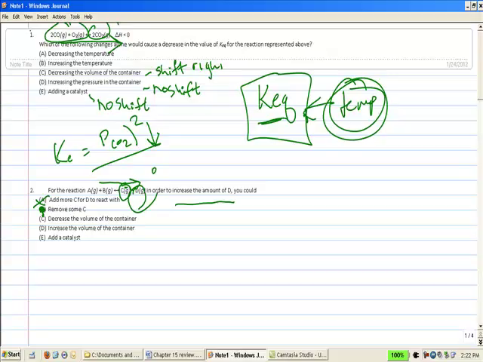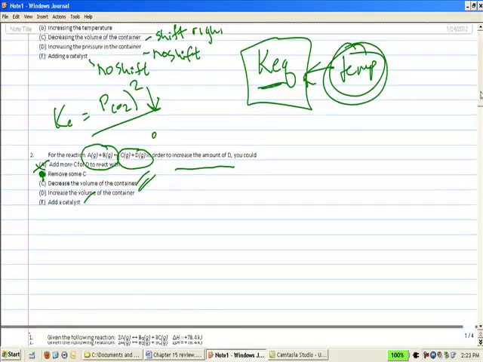If we decrease the volume or increase the volume, you're going to find no shift at all because we've got 2 gas molecules on this side, 2 gas molecules on this side, so it's not going to shift to the right or to the left with either one of those that you do. And then just like number 1, if you add a catalyst, all that's going to do is make the reaction proceed faster in both directions.